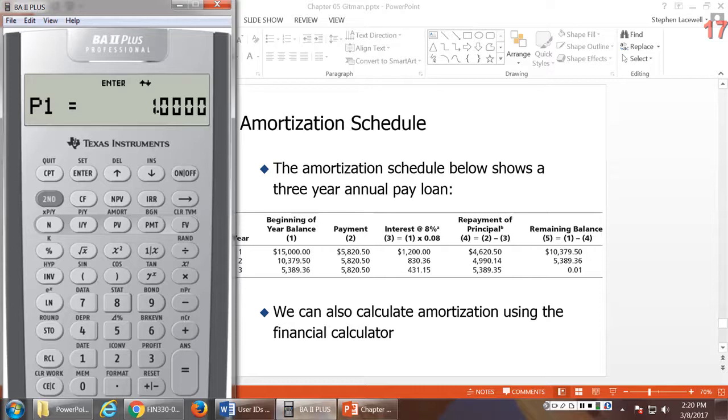So for example, if I'm interested in just payment number 1, I can set P1 equal to 1. If it's not set on 1, I'll just press the number 1 and press the enter key, and then I could set P2 equal to payment number 1. If it's not there, I'm just going to press 1, press the enter key.